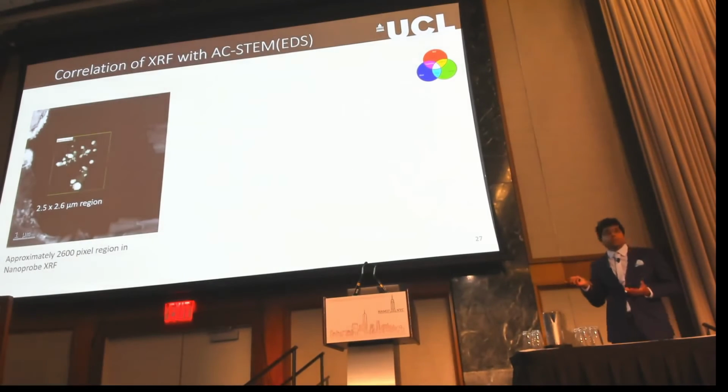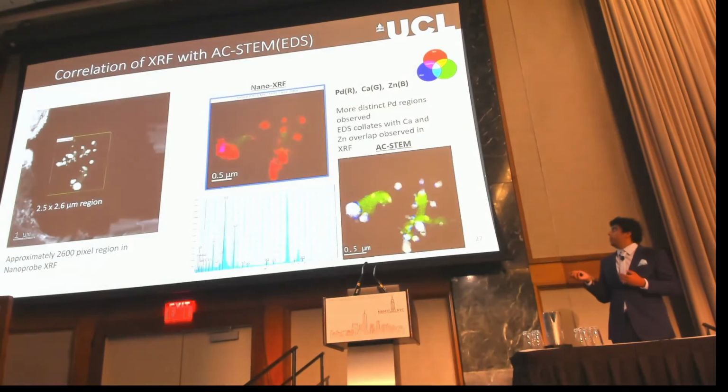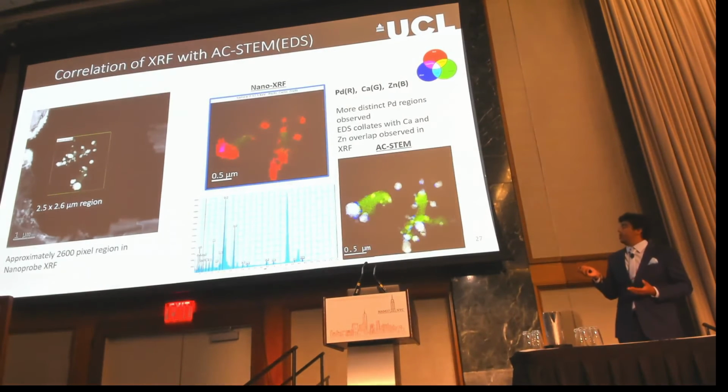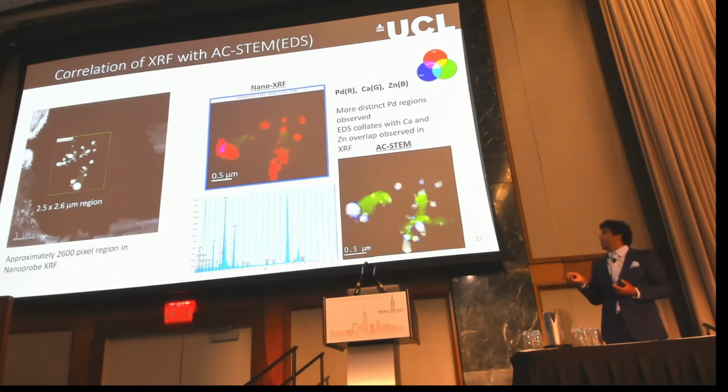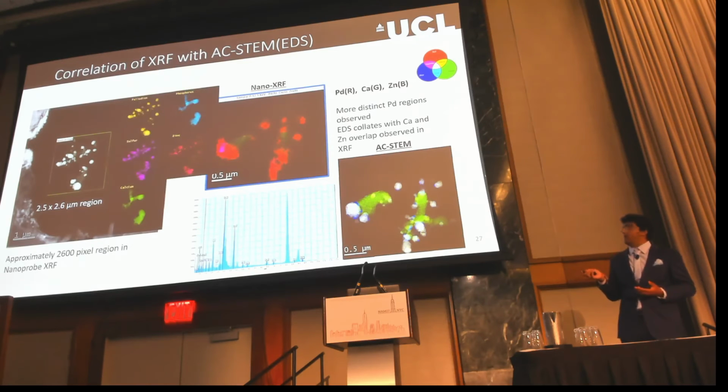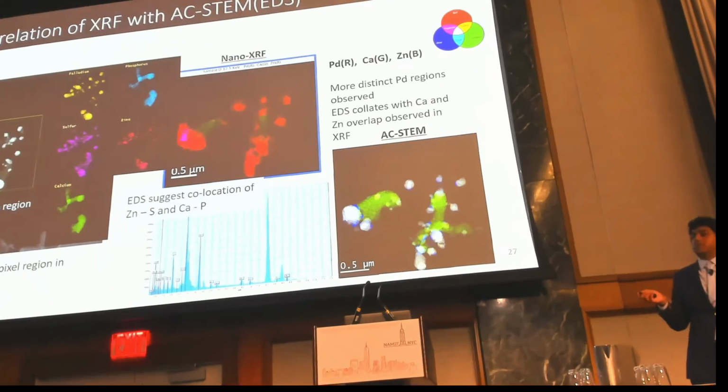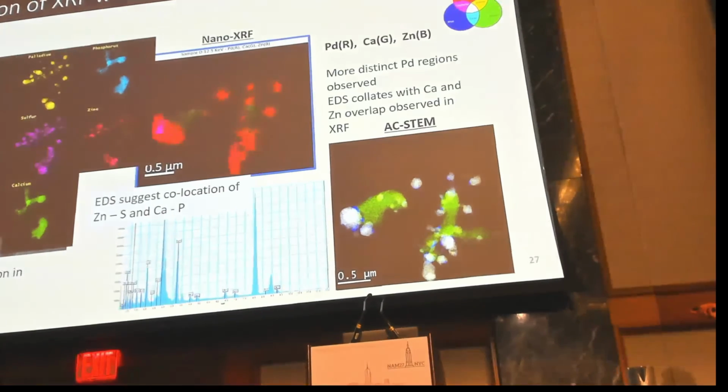So when we do EDS on this region, the one over here on the right, it's showing us multiple things. So firstly, it correlates to what we see in the XRM-CT, showing the overlap of zinc and calcium around this palladium species. Secondly, with the higher resolution, we are able to identify more individual palladium species being present, which we're going to see here. And again, with the EDS mapping, we can see other elements being present, so getting more information about the environment, including telling us that there's co-location of zinc and sulfur and calcium with phosphorus.